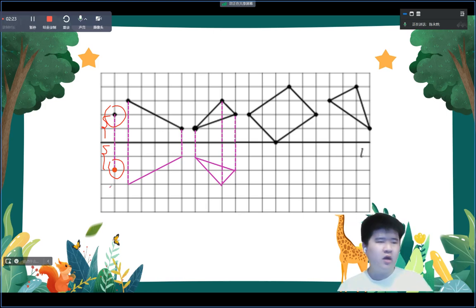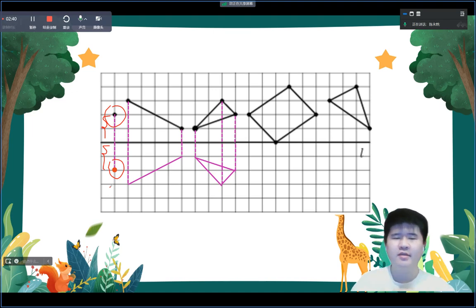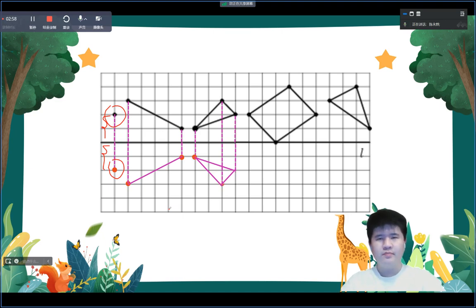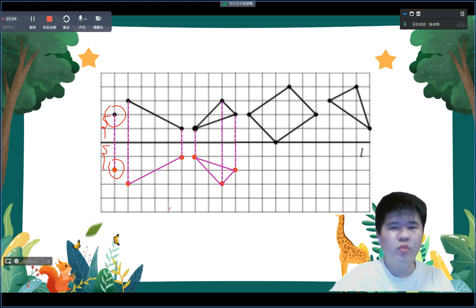And then, if we are going to find a line's symmetry shape about the line here, what can we do? We just check the 2 endpoints, because we know that 2 points can help us fix a line. So we check the 2 endpoints' symmetry points, and then we just connect these 2 points. And for the third one, the triangle, it's the same. We get 3 symmetry points of the triangle's vertices, and we connect them, and we get a new shape here.